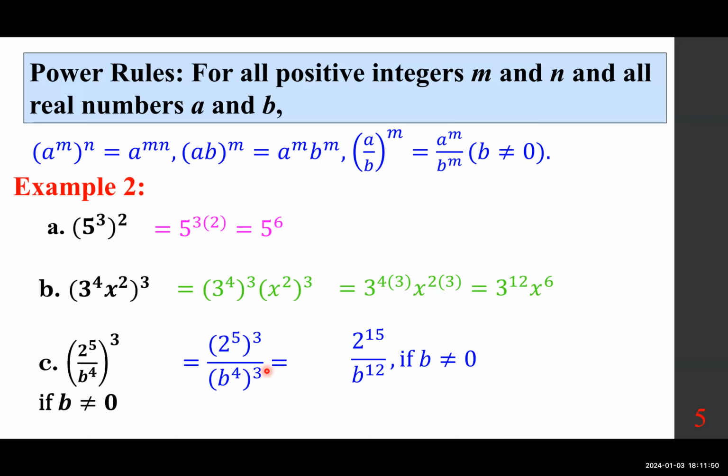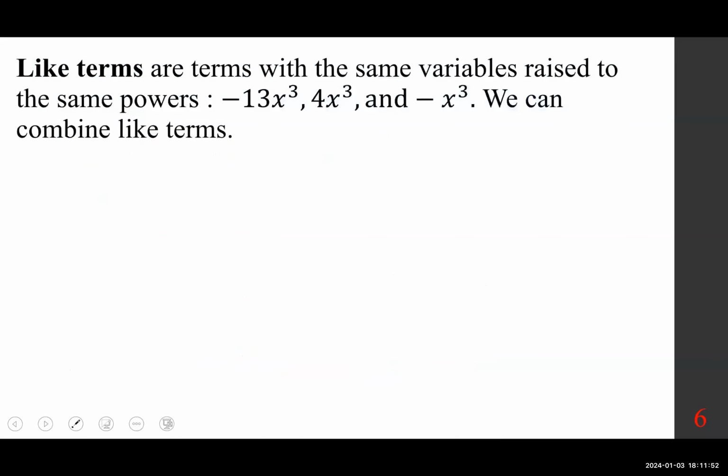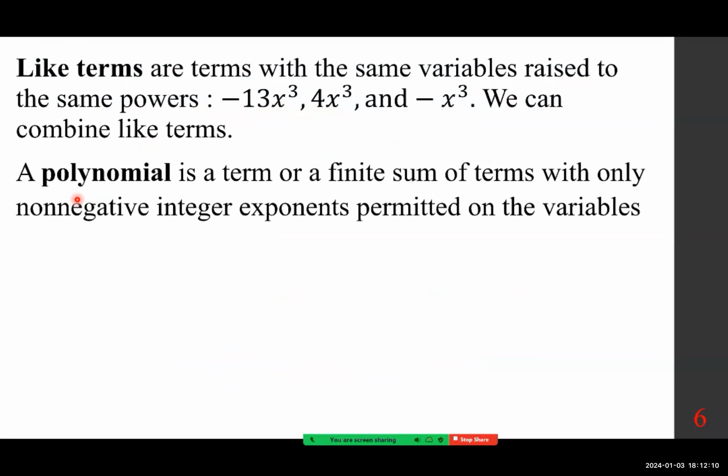We are looking at the exponential rules. Like terms are terms with the same variables raised to the same powers, such as negative 13x cubed, 4x cubed, and negative x cubed. We can combine like terms. A polynomial is a term or a finite sum of terms with only non-negative integer exponents permitted on the variables.